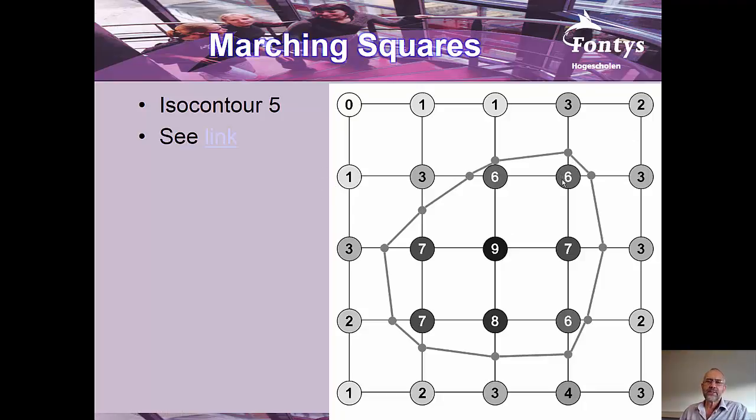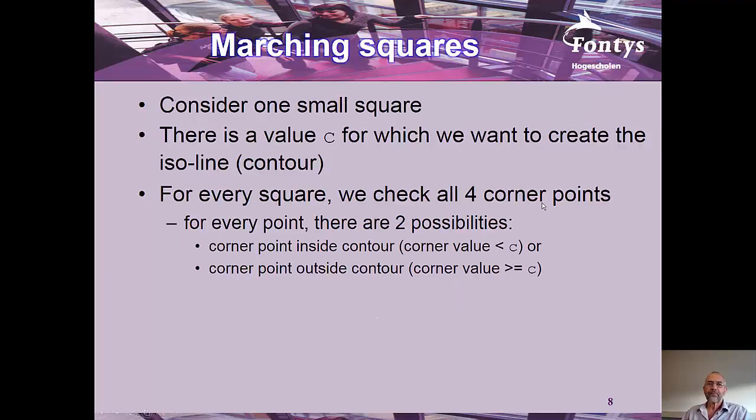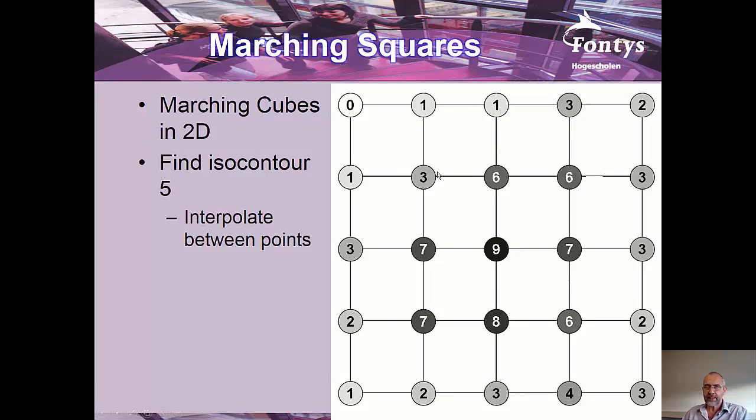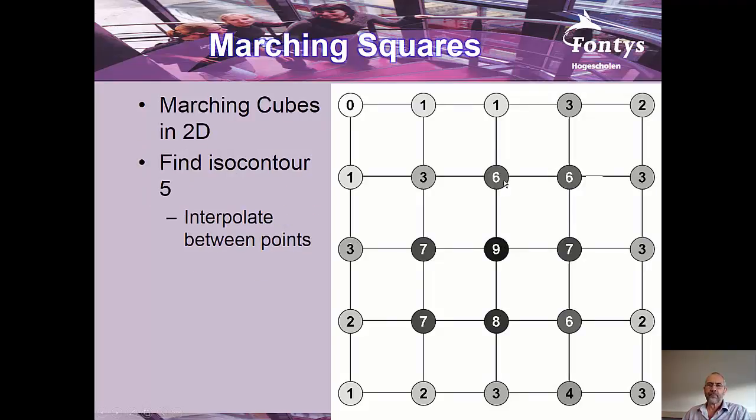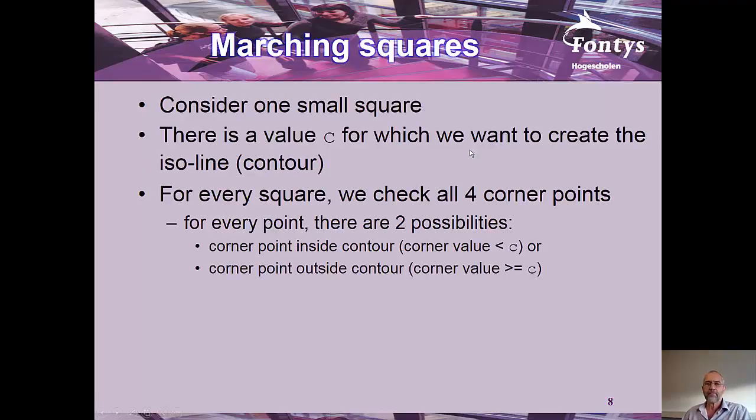Well, back to the slides that I just quickly skipped, which explain more in general how that works. So what we do each time, we consider one small square. So we look at, for example, this square here. And then we check for each of the corner points, there are actually only 2 possibilities. So that value is either higher or lower than the value that we are looking for. So in this square here, we were looking for an isocontour 5. So this one is lower, that one is lower, that one is lower, and this one is higher. For each point you can easily say if it's higher or lower than the value we are looking for.